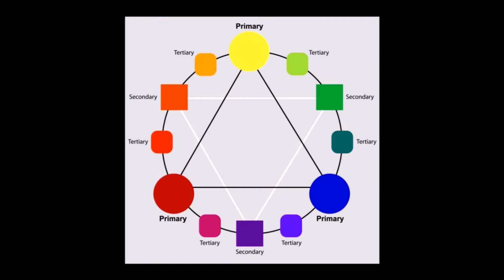Secondary colors are the two primary colors mixed together: green, orange, violet. Intermediate colors, sometimes called tertiary colors, are made by mixing a primary and secondary color together. Some examples of intermediate colors are yellow-green, blue-green, and blue-violet. Hue is the name of the color.